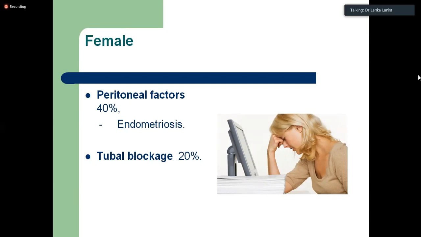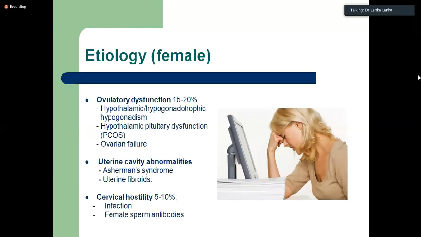So with tubal blockage, 1/5 of them can have tubal problems. But you have to remember that this is in primary subfertility, while in secondary subfertility tubal blockage is much higher. It is around 30 to 40%. That is double the risk of tubal problems in secondary subfertility. So we talked about the male factors, then we are going to talk about the female factors.